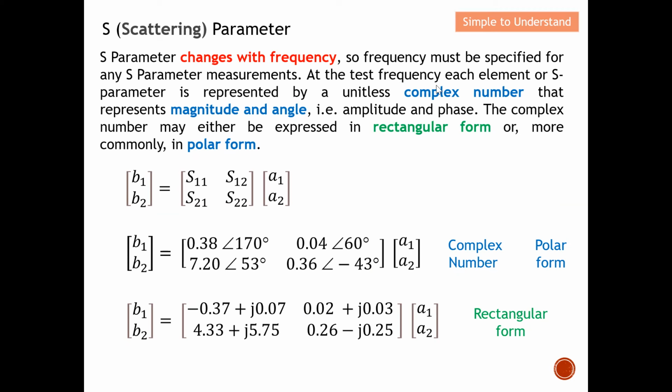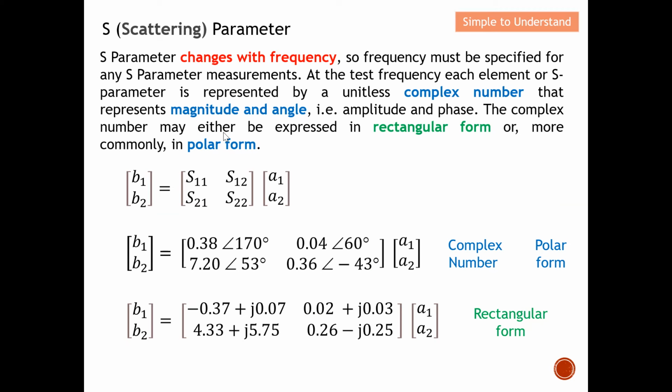At the test frequency, each element of the S parameters is represented by a unique complex number. Over here you can see that all these are actually complex numbers and they don't have any SI unit, which means that they are unitless. They actually represent the magnitude. For example, this is the magnitude, and I will also have the angle, which is mentioned here, magnitude and angle, or amplitude and phase.